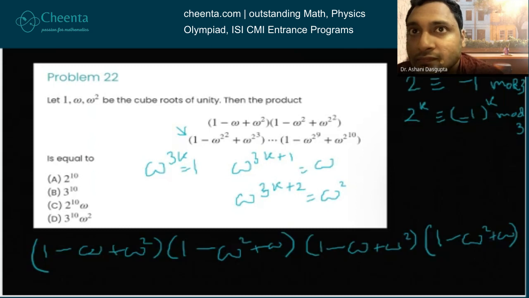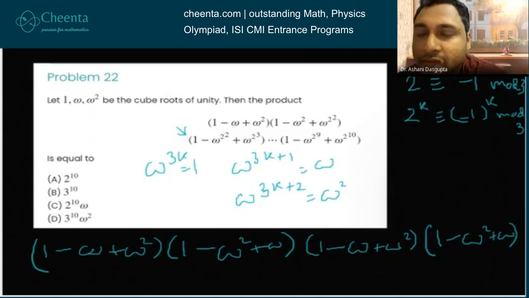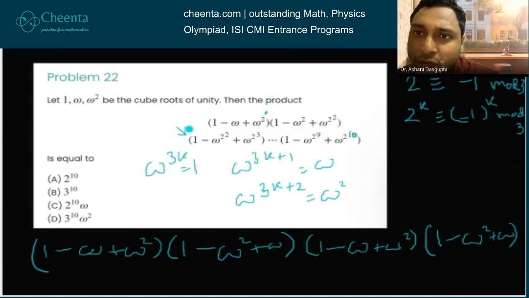And how many terms are there? It starts with 2 power 1 here and it goes till 2 power 10 here. That's why there are 10 terms and 5 of each type.